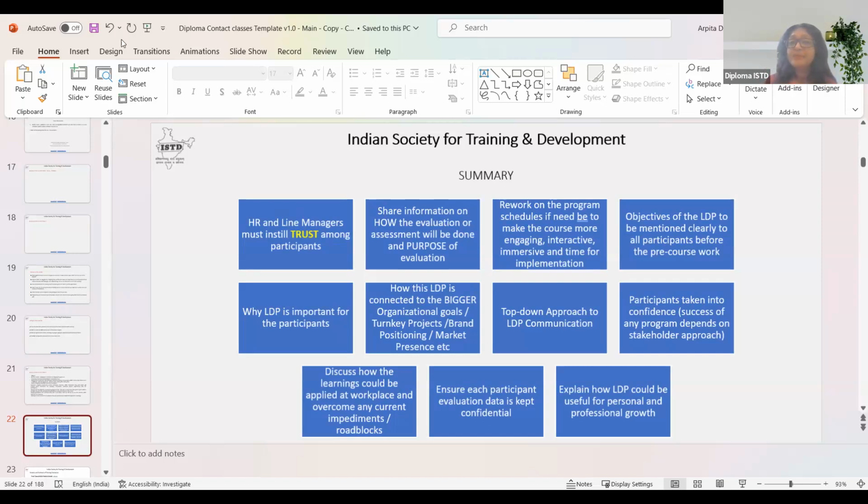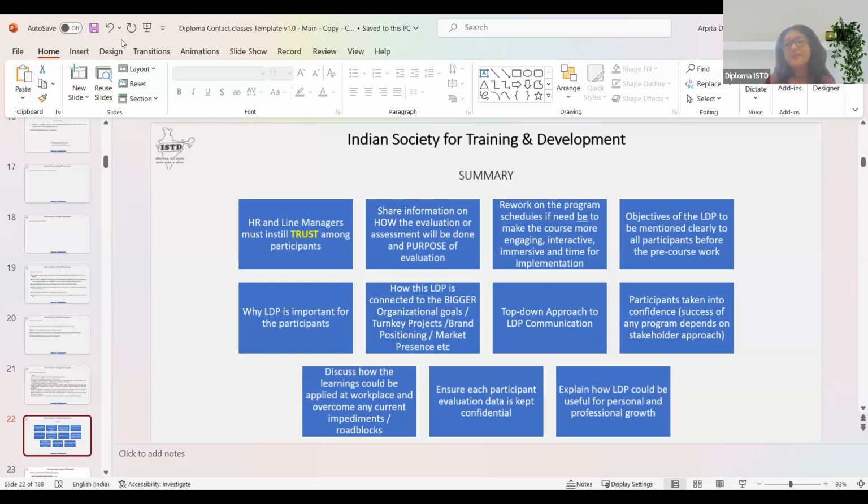Objectives of the LDP to be mentioned clearly to all participants before the pre-course work. By the way, LDP is Leadership Development Program. Why LDP is important for the participants, how this LDP is connected to the bigger organizational goals, turnkey projects, brand positioning, market presence, etc. Top-down approach to LDP communication. Participants taken into confidence. Success of any program depends on the stakeholder approach. Discussion about how the learnings could be applied at the workplace and overcome any current impediments or roadblocks.